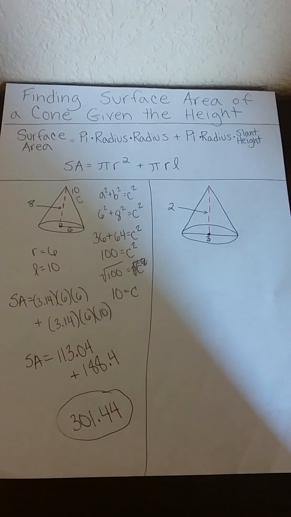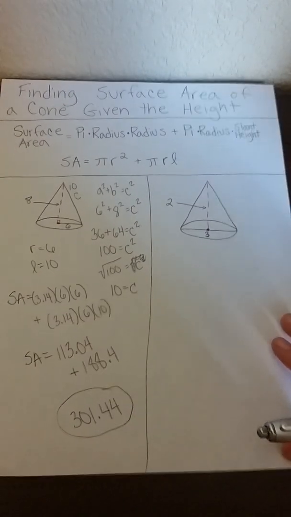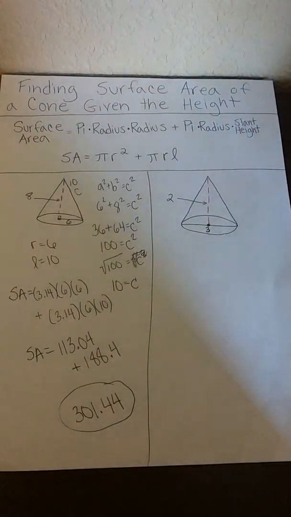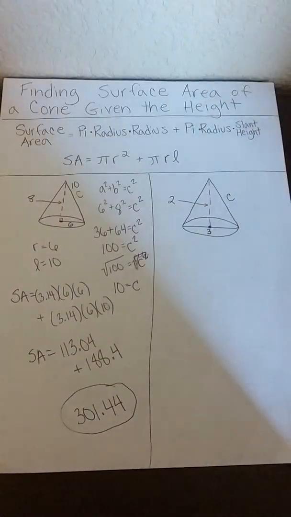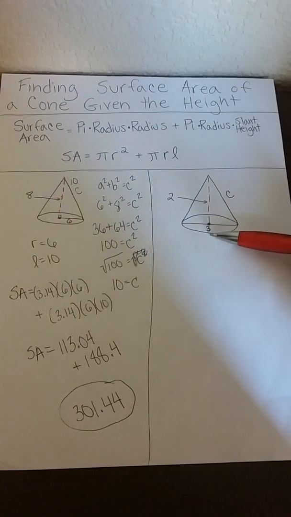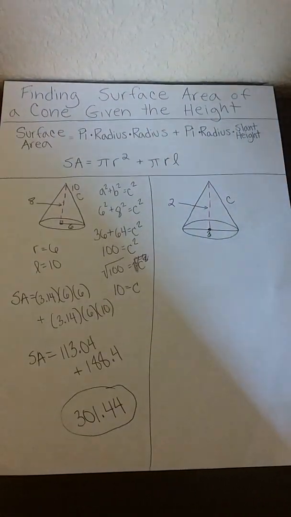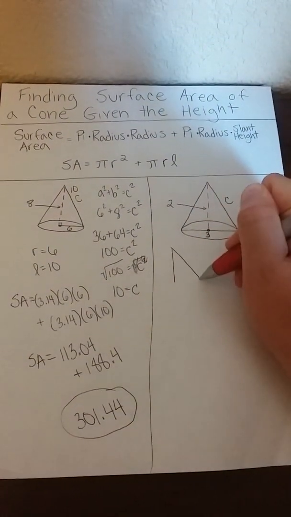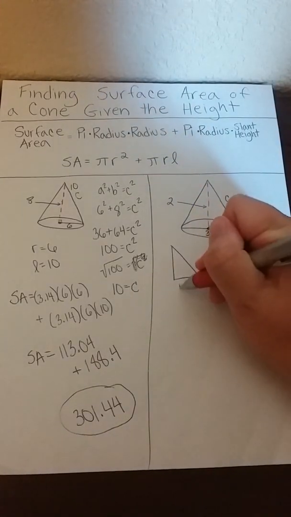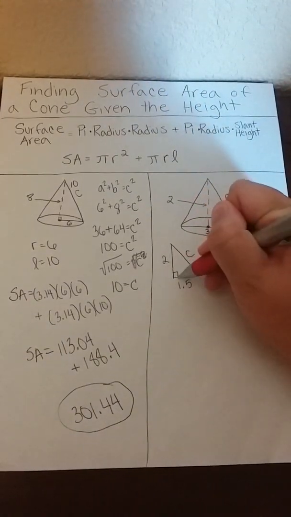Okay, let's move on to the second example. So again, in the second example, I'm given height, not slant height, so I'm going to need to find that. I'm going to name that C. And then in this example, I'm also not given r. I'm given the diameter. 3 is a diameter because it goes all the way across the circle. So I'm going to rewrite this triangle, and I'm just using half of the diameter, so half of 3 is 1.5, so the radius is 1.5.